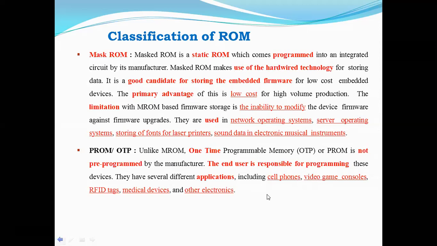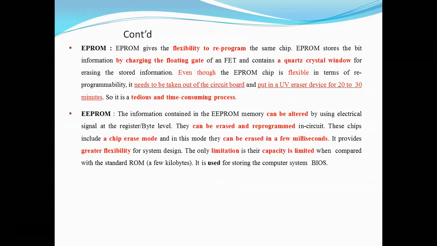They have different applications, including cell phones, video game consoles, RFID tags, medical devices and other electronics. That means later the end user who is using the system can change whatever software he has installed in the ROM, he can program it and use it for the embedded system, right? So next comes the EEPROM. E stands for what?